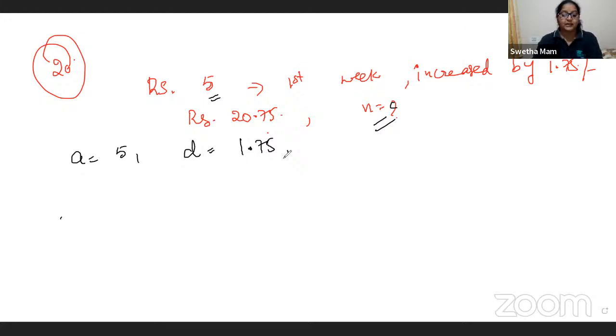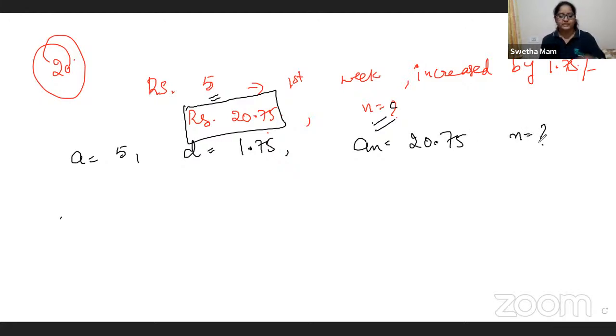Then increased her weekly saving by rupees 1.75. Then we have to find out n. What is this 20.75? Take this as AN. They ask when the amount will become 20.75. So take this as AN. So n is equal to question mark. Did you understand the question, children? So do you know how to write it?